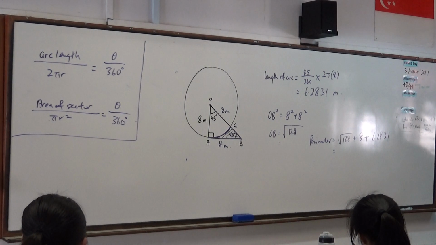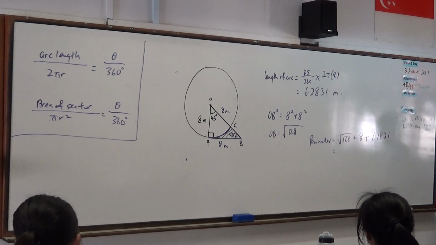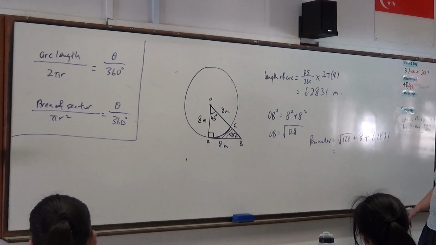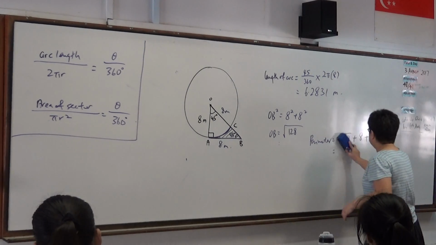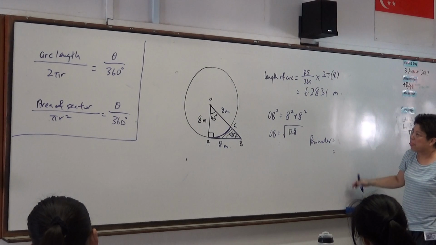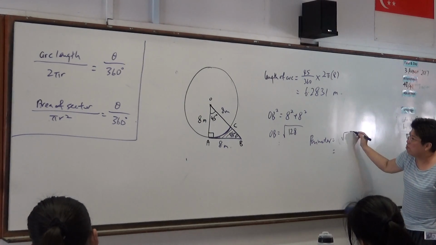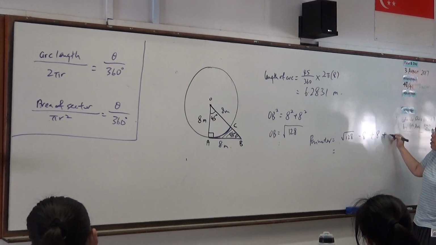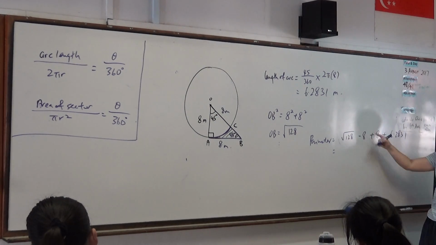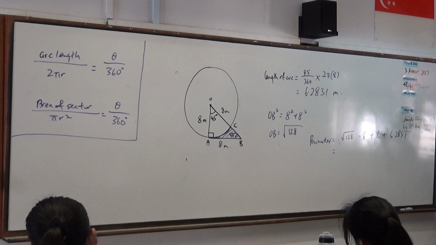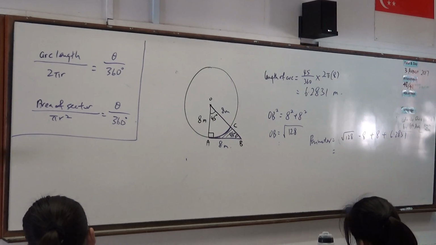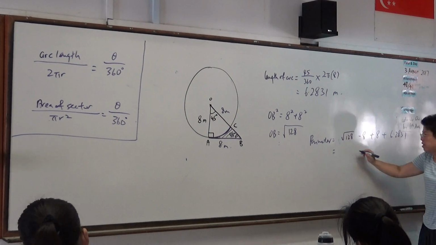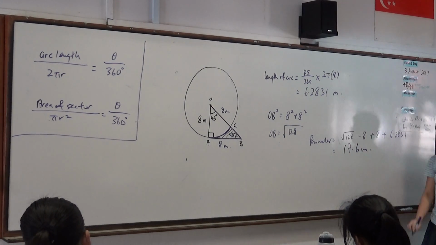I forgot the minus 8. Okay. So this one is what? Square root of 128 minus 8 plus 8 plus 6.2831. This one we can solve, right? So I'm left with this. Okay, what's the answer? 17.6. Okay? 17.6 meters. Am I right?